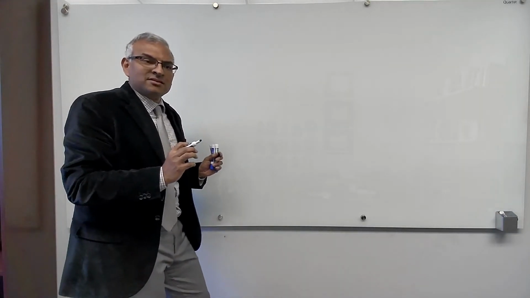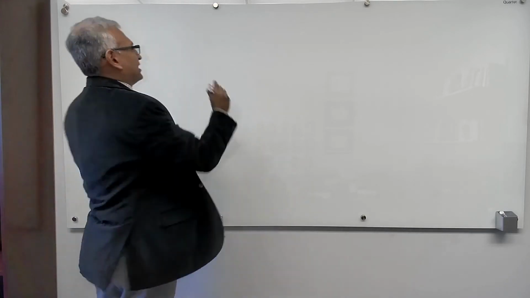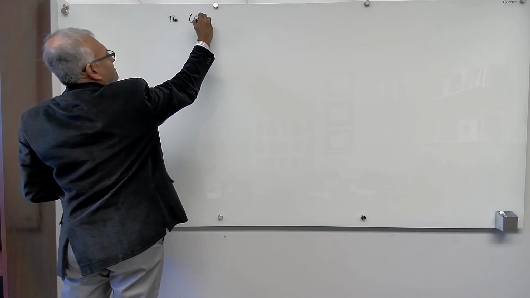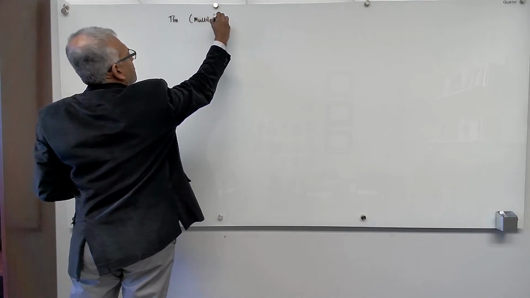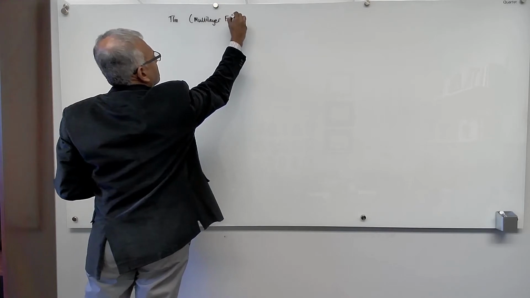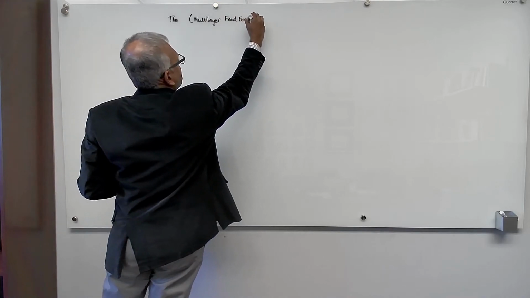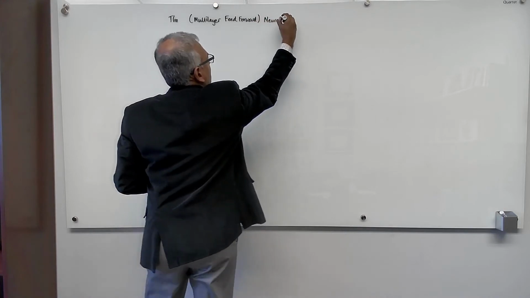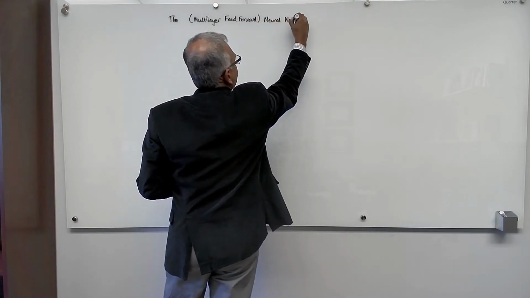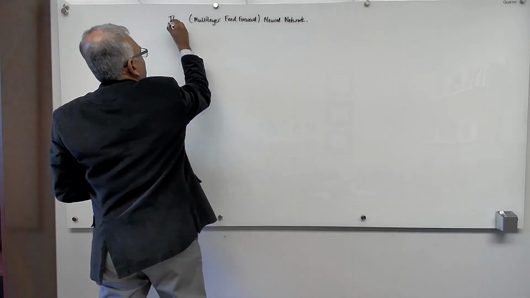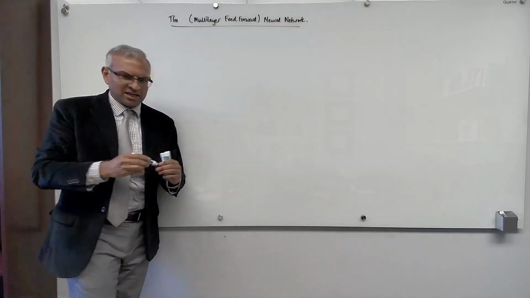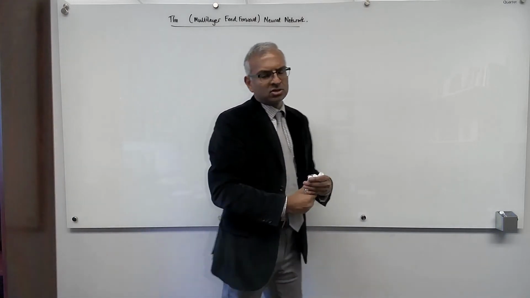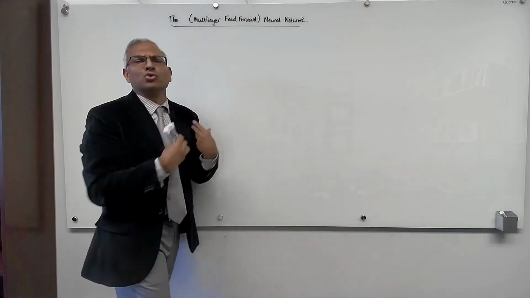The multi-layer feed-forward neural network. I put those in parentheses because they technically describe the specific kind of neural network we're talking about. But typically we just say neural network.